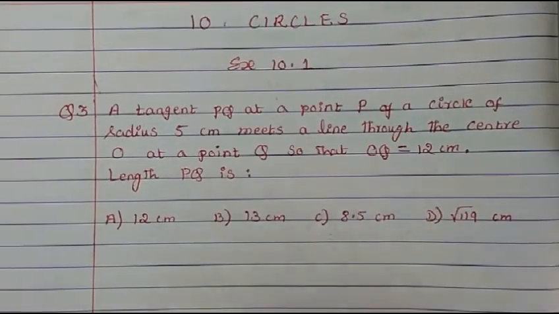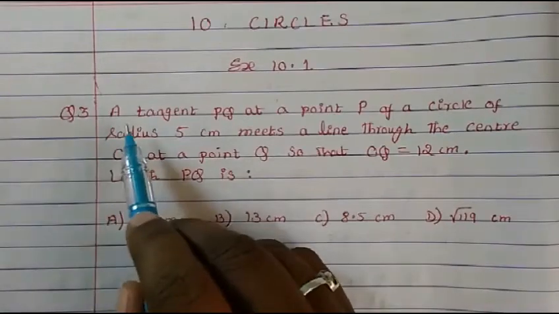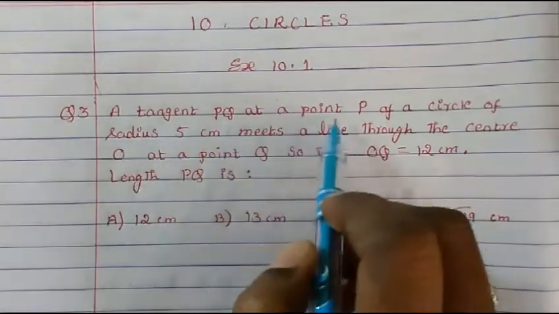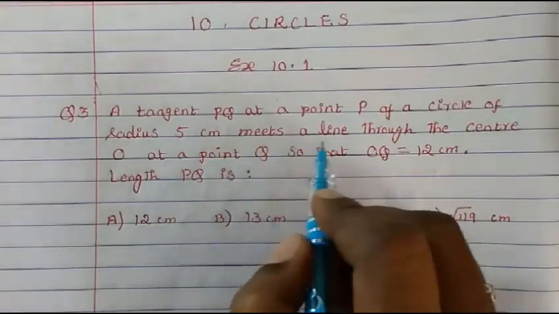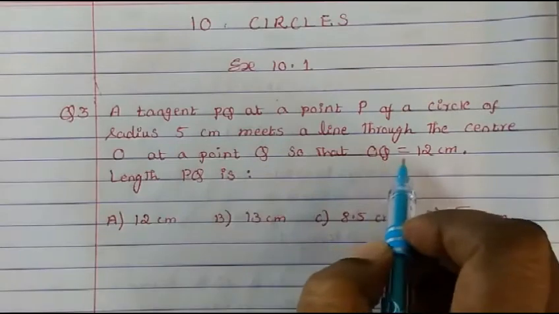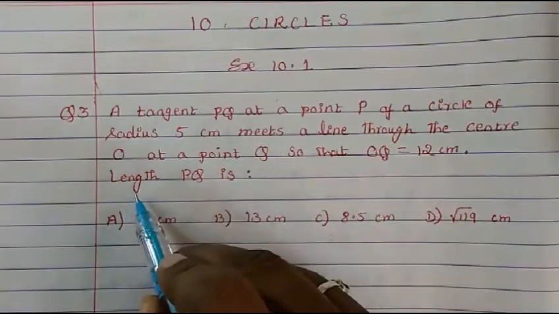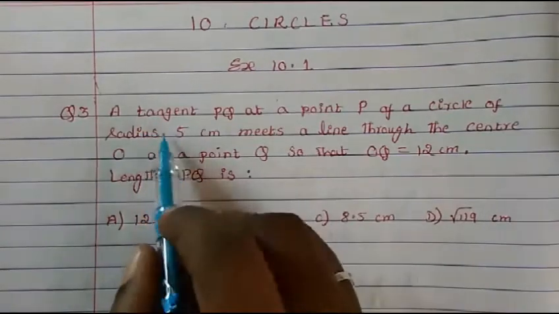Today we are going to study chapter 10 circles, exercise 10.1, question 3. A tangent PQ at a point P of a circle of radius 5 cm meets a line through the center O at a point Q so that OQ equal to 12 cm. Length PQ is? First of all, what is in this question?